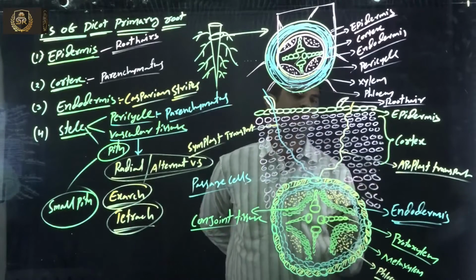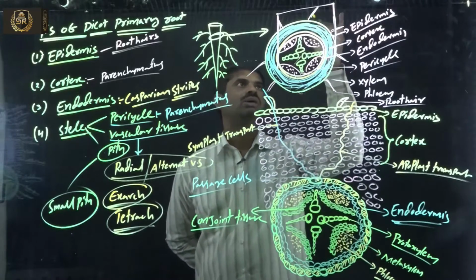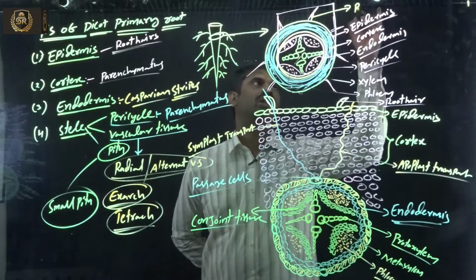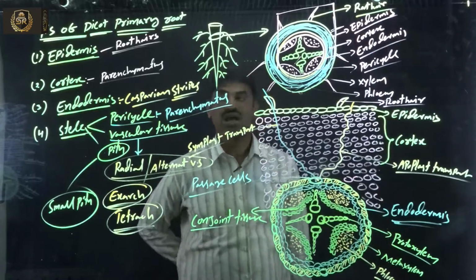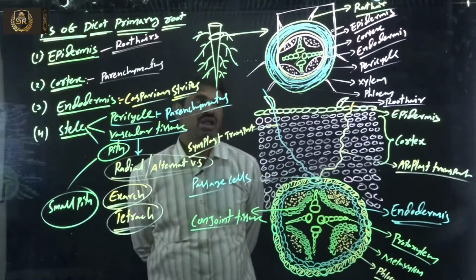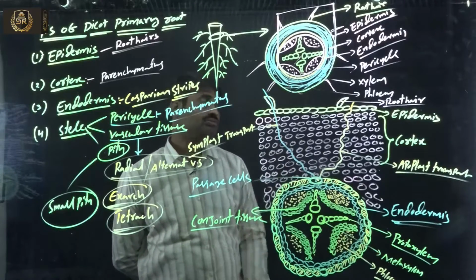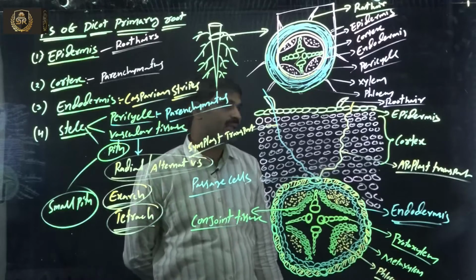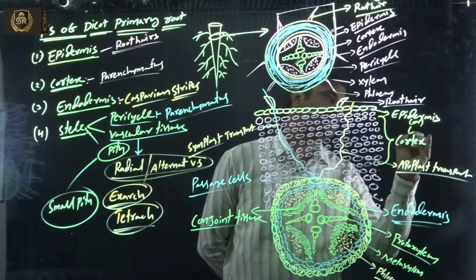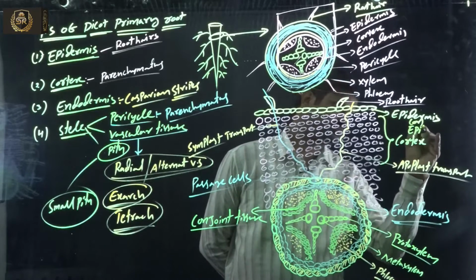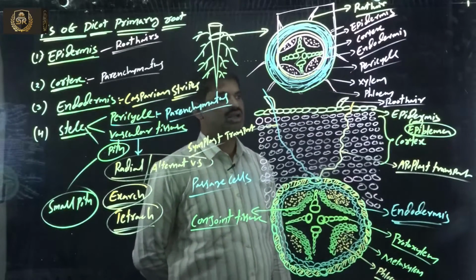Some epidermal cells extend to the outside; that is called a root hair. The root hair's main function is absorption of water and minerals and transport into the inside of the root. The root epidermis is also called epiblemma.